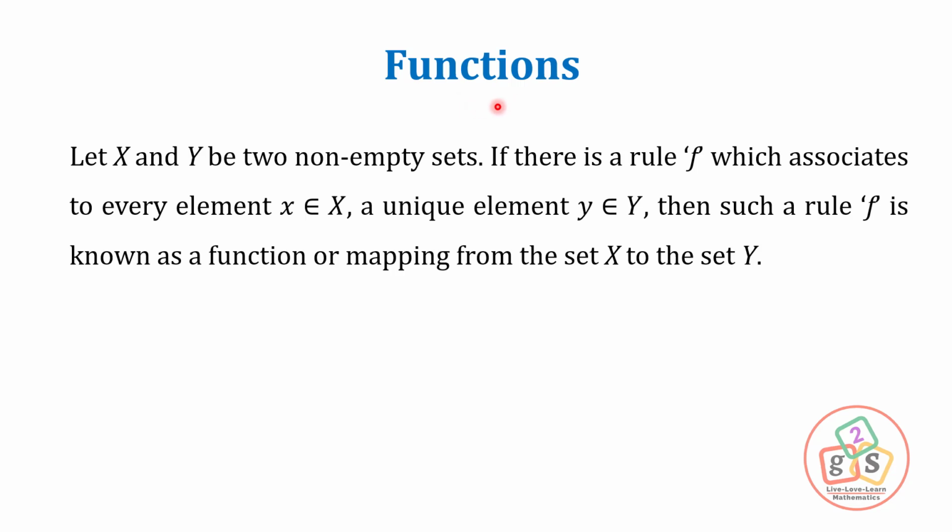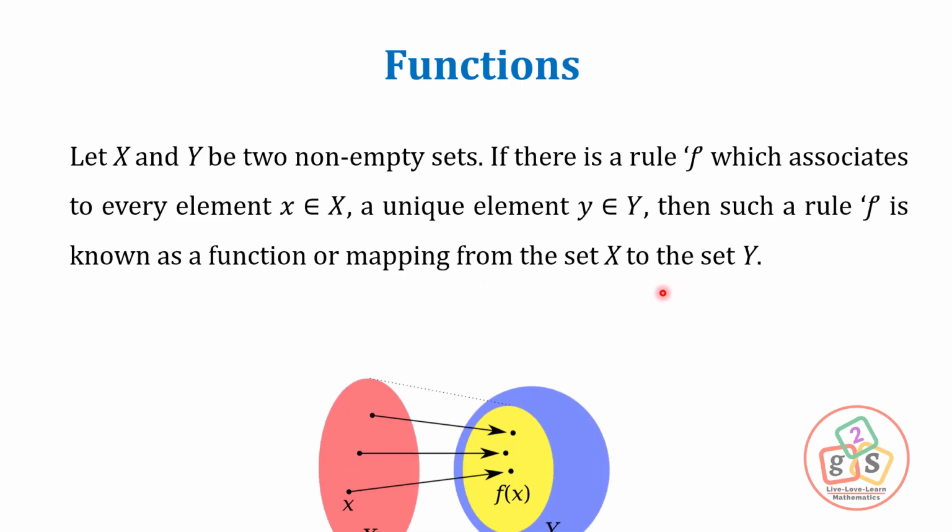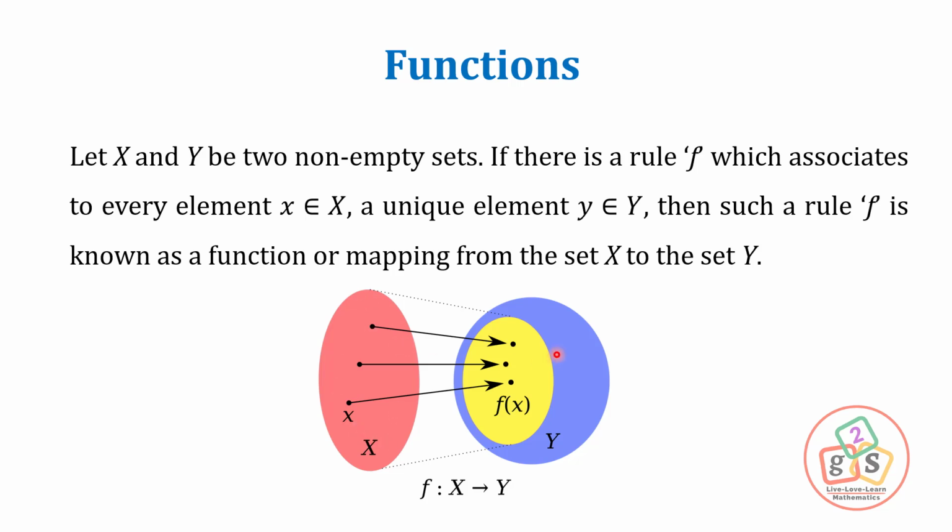How will you define a function? So let X and Y be two non-empty sets. We take two non-empty sets X and Y. If there exists a rule f which associates to every element x in X a unique element y in Y, then such a rule f is known as a function or mapping from the set X to the set Y. So we consider two sets X and Y. If you take any element in X, there exists a unique element in Y under the rule f, then such a rule is nothing but a function. Sometimes it may be called a mapping.